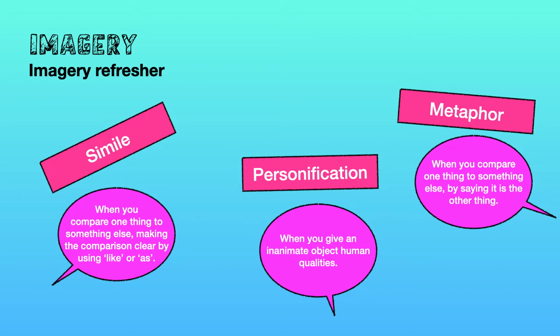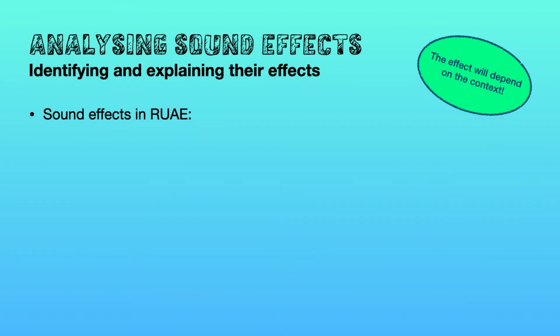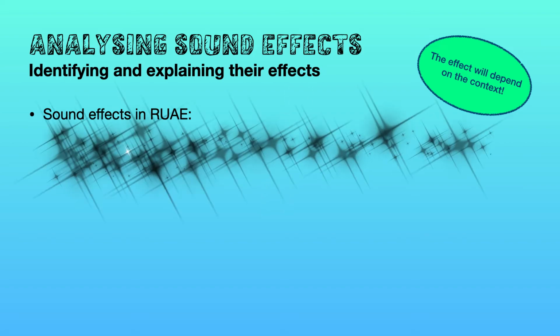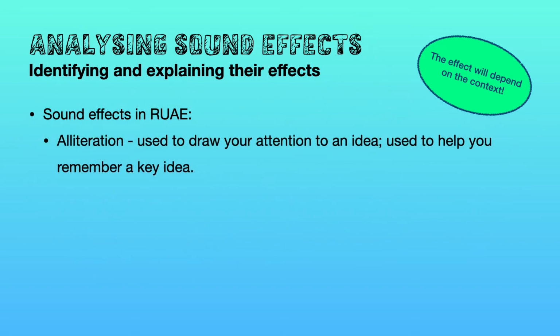But today we're moving on to analysing sound effects and identifying the effect and then explaining why it was used. Now the effect will depend on the context, and we're in S3, we're just going to focus on it lightly, but as you get older we'll look back at this again and again. So the main sound effects we are going to focus on today are alliteration, which is usually used to draw your attention to an idea or used to help you remember a key idea. Alliteration is often used in advertising.